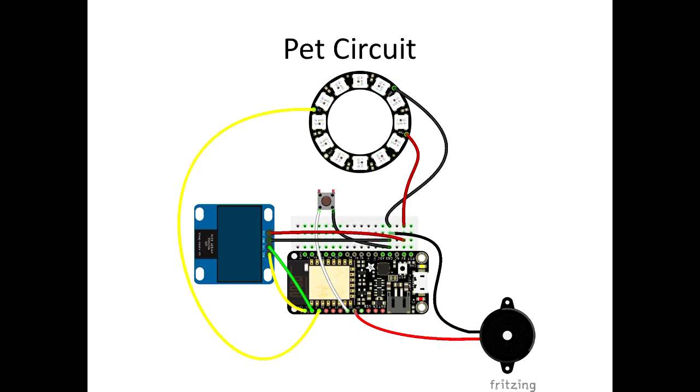So for this particular project that you can see here, this is the circuit. It's really simple. It's only a few components. There's a 12 ring Neopixel, an OLED screen, a button, and a Piezo Buzzer that just beeps so that I'm forced to pay attention to it. So what I'll do is step you through basically what I did for each one of those components and how I put it together.